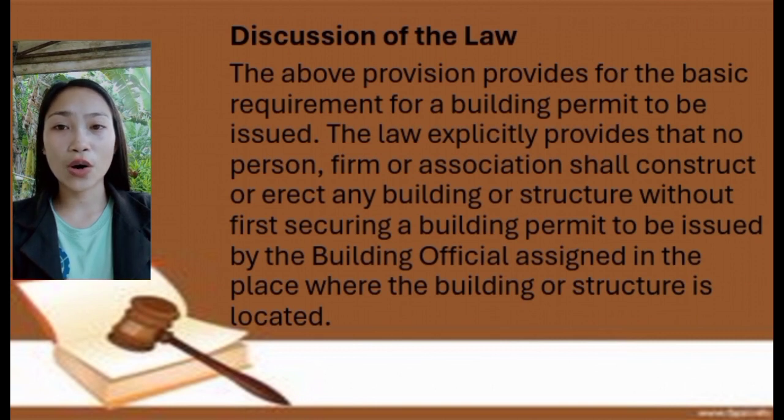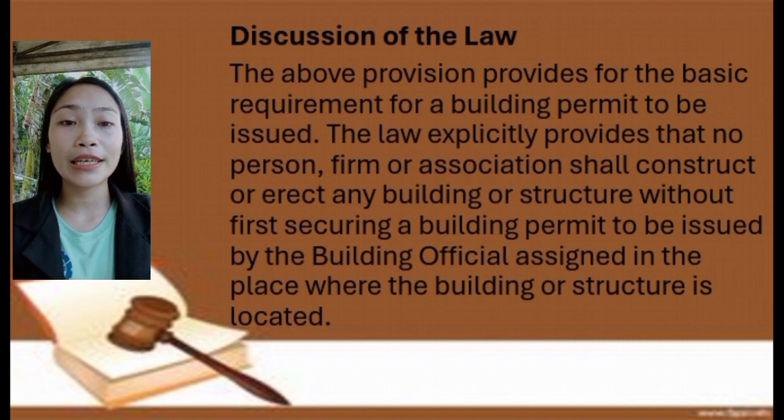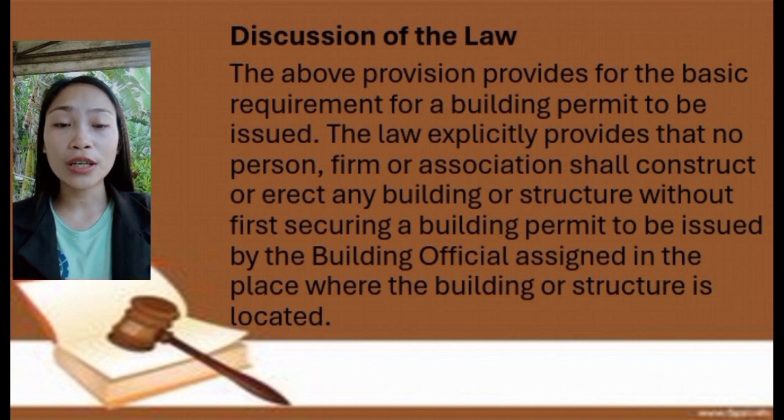Discussion of the law. The above provision provides for the basic requirements for a building permit to be issued. The law explicitly provides that no person, firm, or association shall construct or erect any building or structure without first securing a building permit to be issued by the building official assigned in the place where the building or structure is located. It must be emphasized that no building or structure shall be used or occupied until the building official has issued a certificate of occupancy.